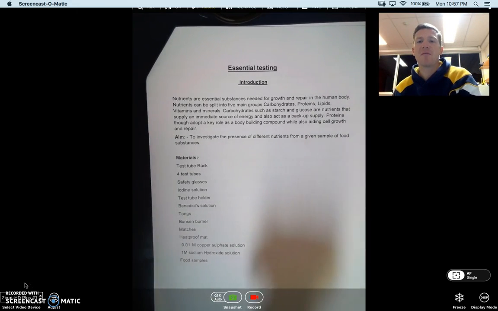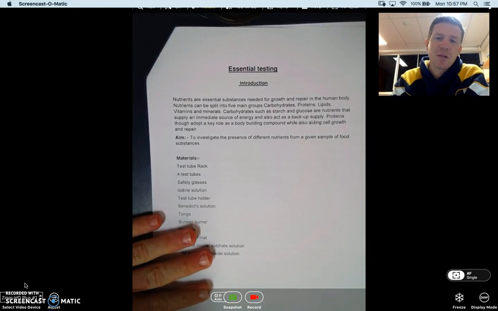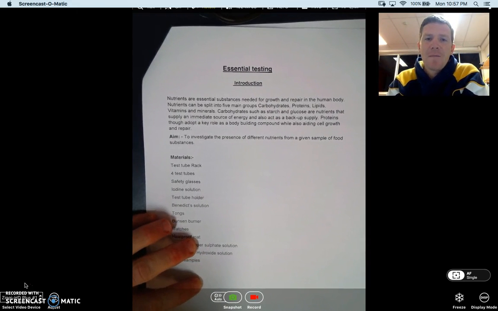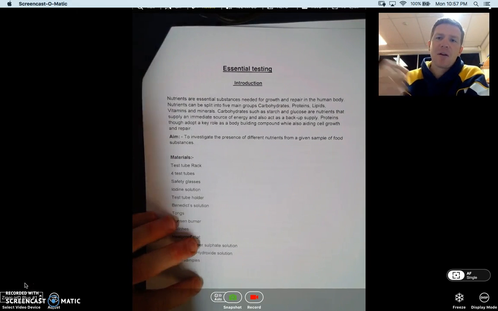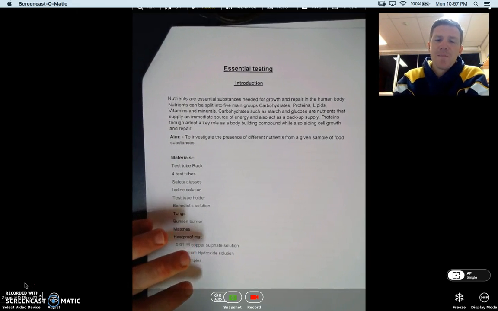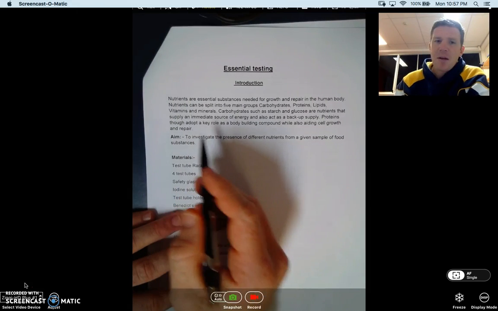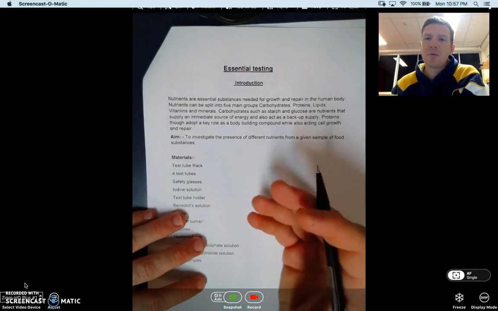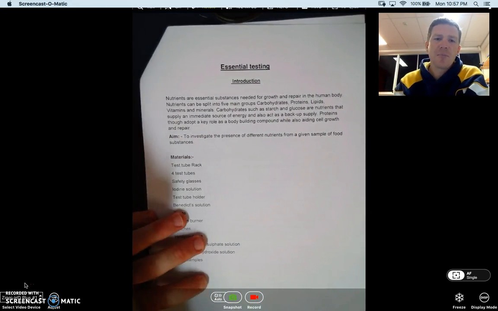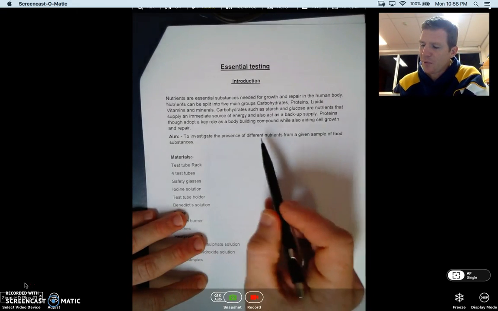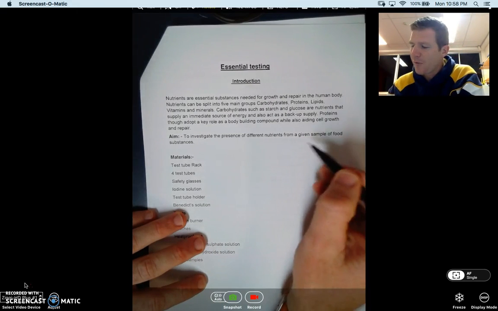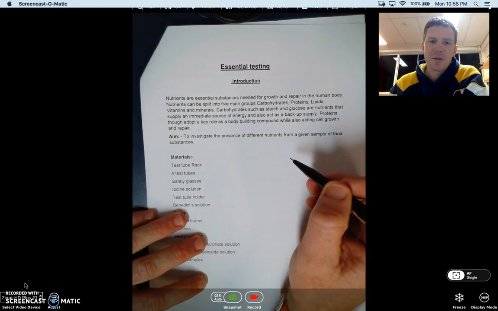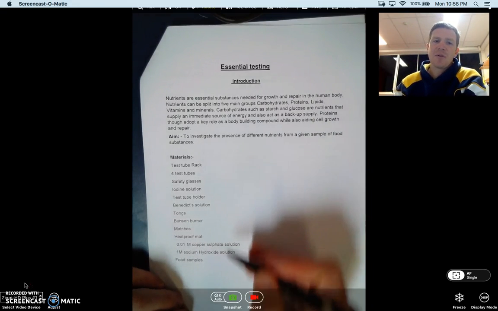So that's background information about the topic. It's not talking specifically about the experiment, just about the background of the things that we're going to look at. Next thing you'll see is our aim, and our aim always starts with "to". So to investigate, to determine, to calculate. It's to do something. So in this case, it's to investigate the presence of different nutrients from a given sample of food substance. All right, and the materials are here.